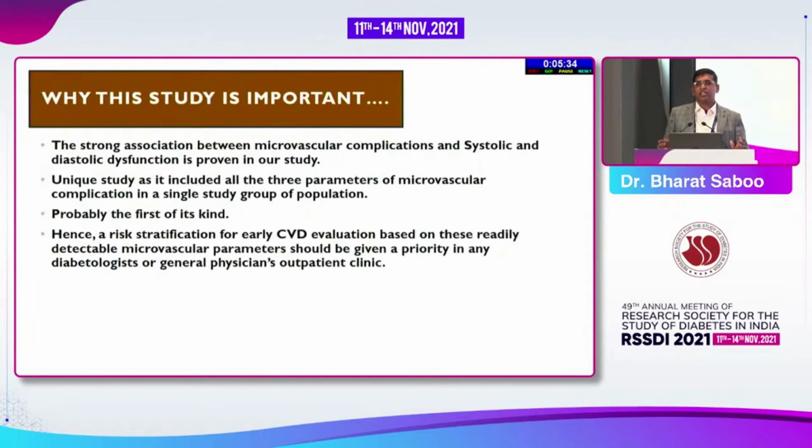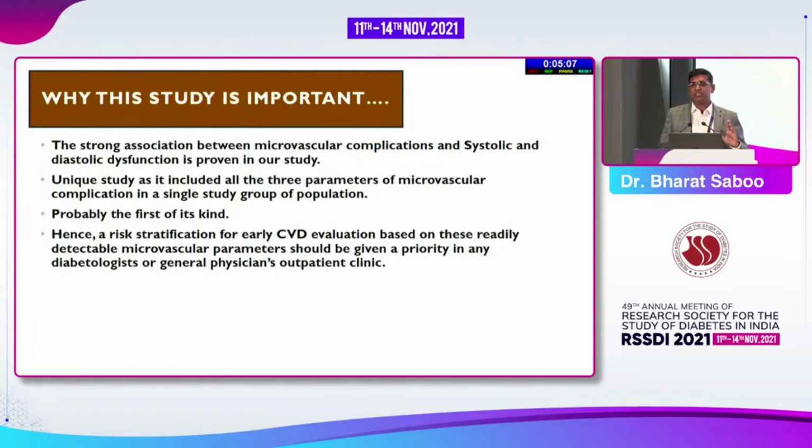Now, why is this study important? Because there is a strong association between microvascular complication and systolic and diastolic dysfunction, which has been proven by our study. It is a unique sort of study because, although we studied a lot of data, it included all three parameters of microvascular complication in a single study. And probably it is one of the first studies of its kind in central India, the place where I belong.